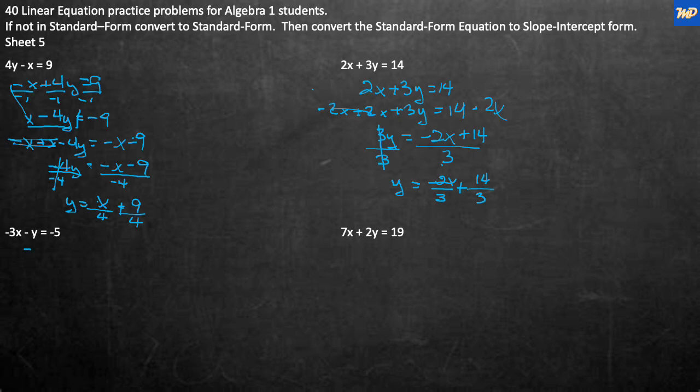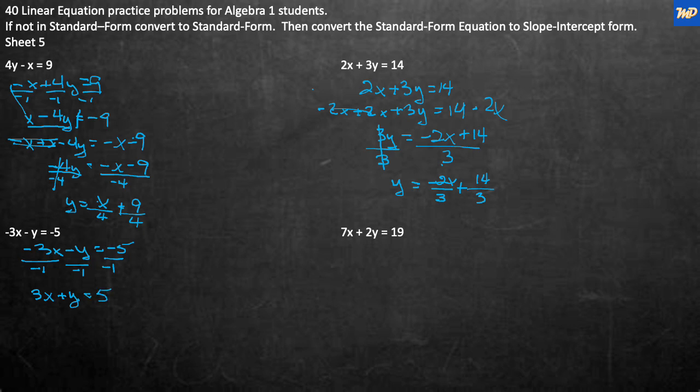So negative 3x, negative y equals negative 5. So now we're going to divide everything by negative 1, negative 1, and negative 1. And we'll end up with 3x minus, divided by a negative 1 is positive y. So those negatives disappeared, these negatives disappeared, and this negative disappeared, equals 5.